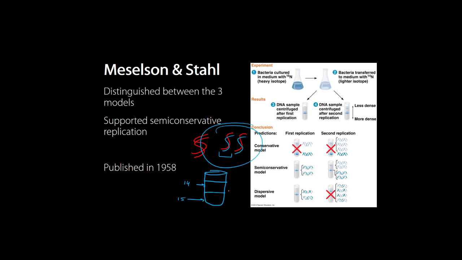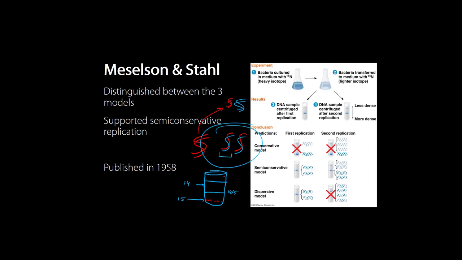On the other hand, if conservative replication was the case, then this would stay intact, right? And so we would expect to see, after one round of replication, a 15 band, right? And then if that was intact, then the new one would have to be 100% nitrogen 14. And so we would expect to see two bands, one running at the 14 and one running at the 15. And if they did see that, that would have supported conservative replication.